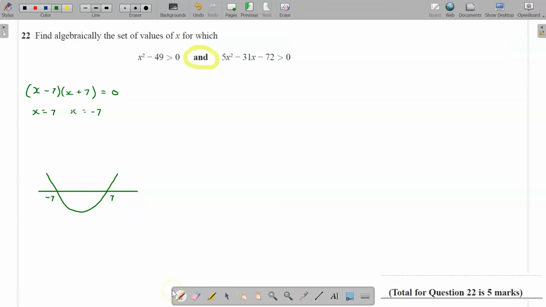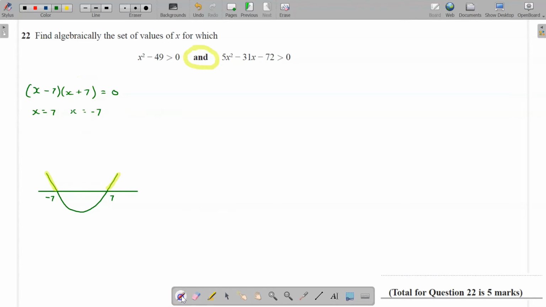Now in order to be greater than 0, that means above the x-axis, I'm interested in this part here, where x is therefore greater than 7, or this part here where x is less than negative 7. So that's how we solve that one.